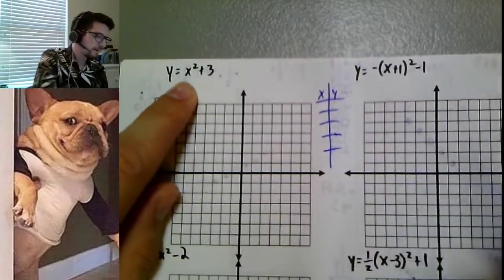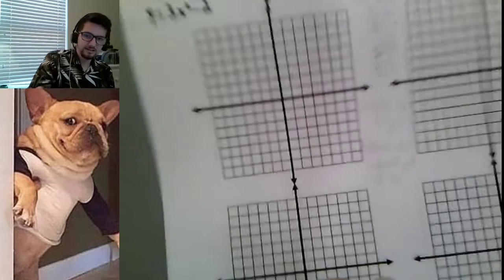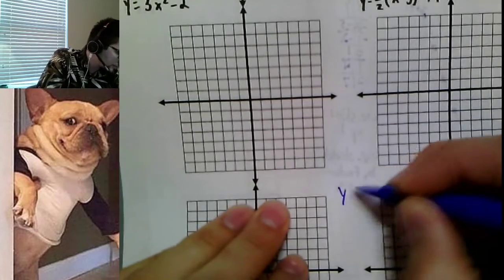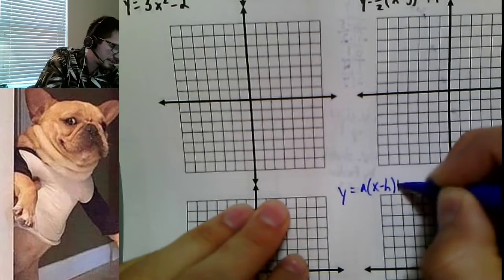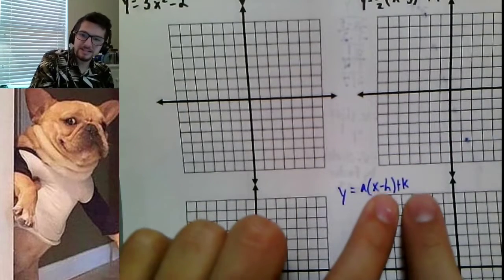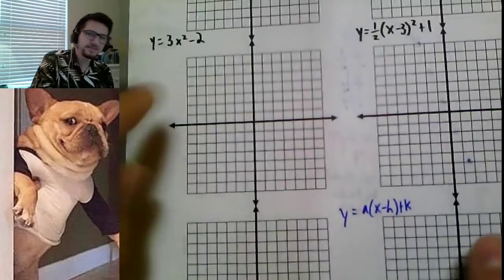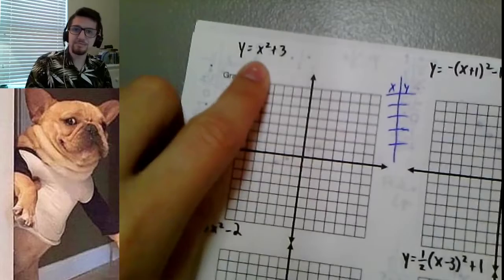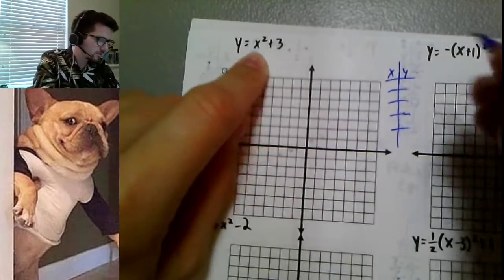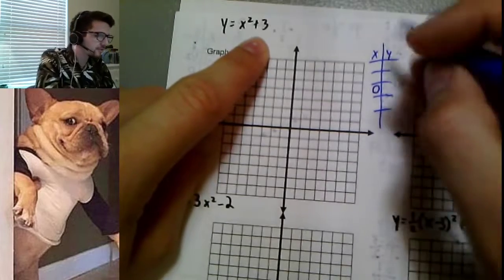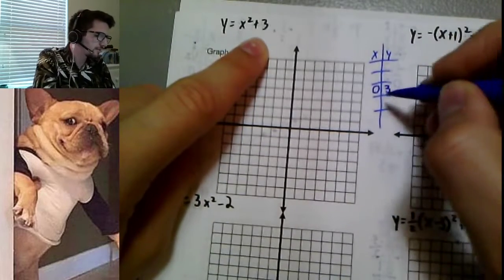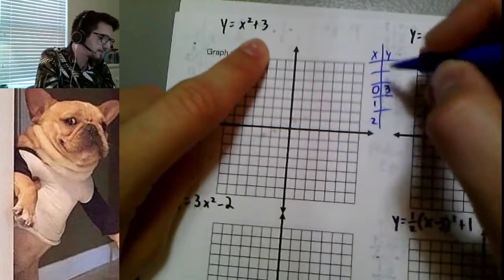For this one, remember, I'm looking for my h and my k. That equation, y equals a(x minus h) squared plus k. I'm looking for these to tell me the vertex, right? The opposite of h and k. So do I have an h inside parentheses in this problem? No. So my h is going to be 0. Do I have a k? Yes, I do. It's a 3. That's where I'm starting. So I'm going to go up 2 from 0, and I'm going to go down 2 from 0.